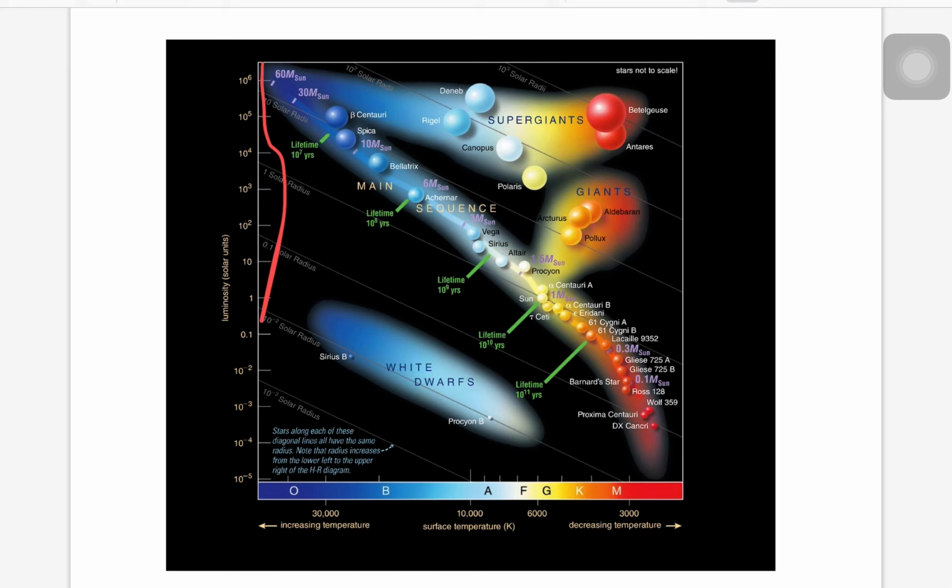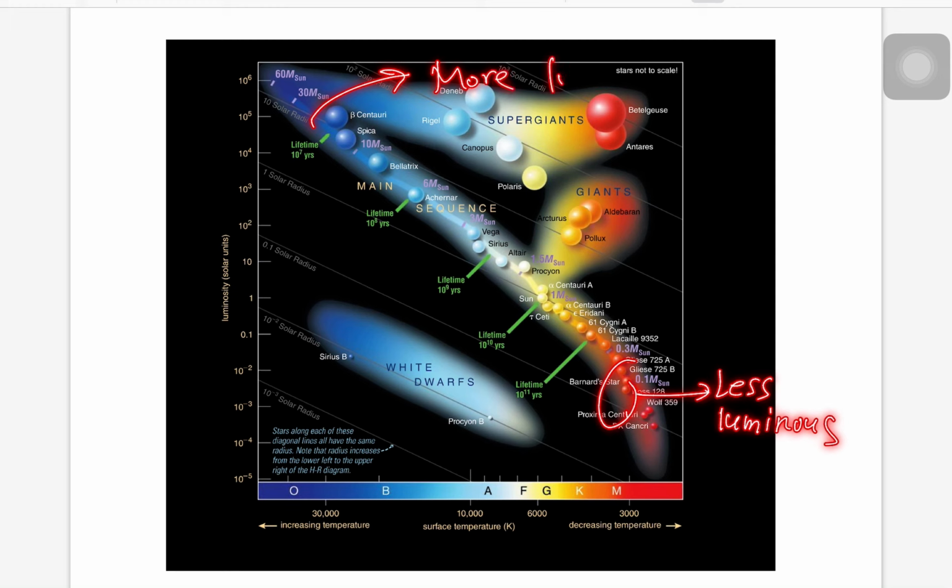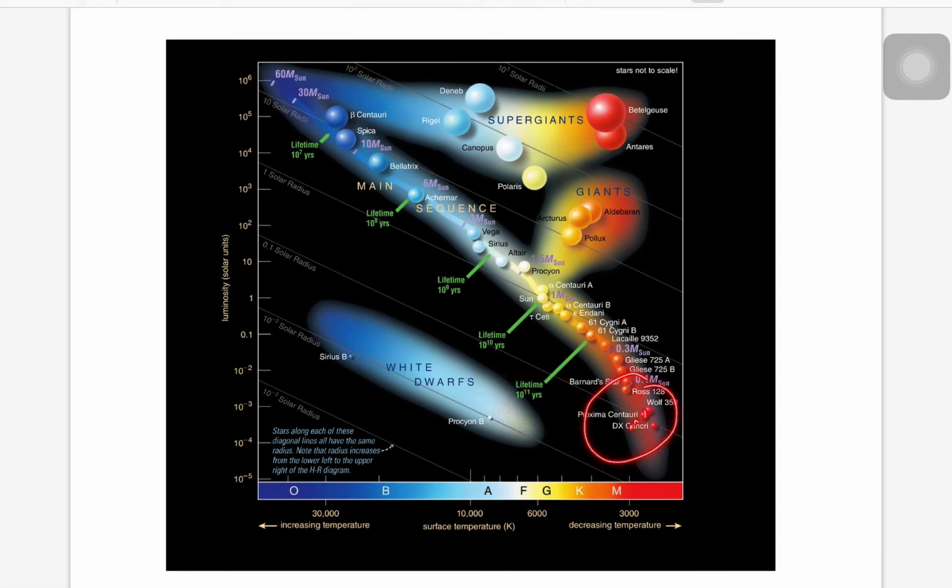You can look at this table here too, or this HR diagram. So what does this HR diagram tell you? This is the main sequence here. You can clearly see the stars here. These are the less luminous, and these are the more luminous. If it is more luminous, look at the lifetime: 10 to the 7 years. And this is less luminous, so the lifetime is 10 to the 11 years. So these stars have more lifetime than the most luminous stars.